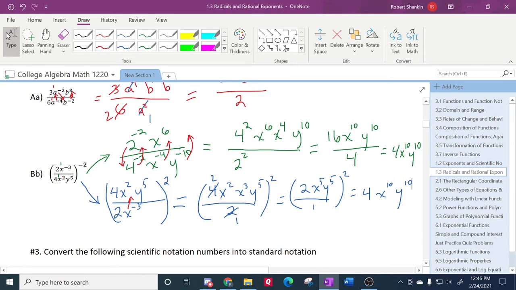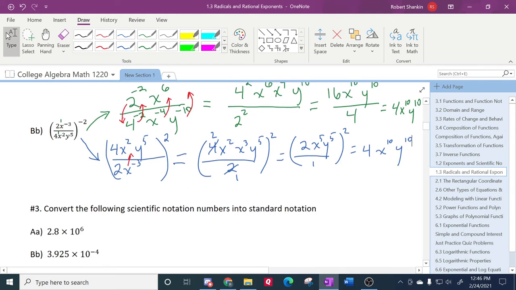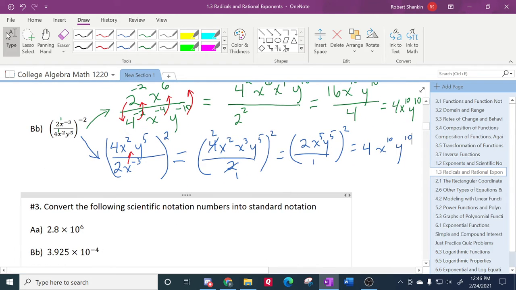All right, so number 3. Convert the following scientific notation numbers into standard notation. So these numbers are in scientific notation, meaning that the decimal is immediately to the right of the first non-zero digit. There were some of these problems in the homework. You had to read about it. And then it's times 10 to some power. So convert these to regular, standard. What are they as regular numbers?